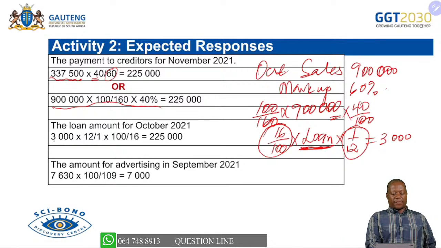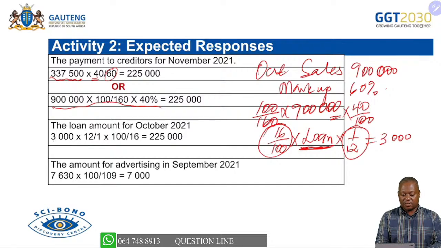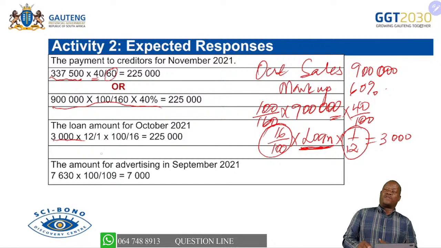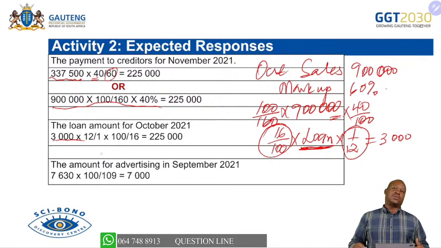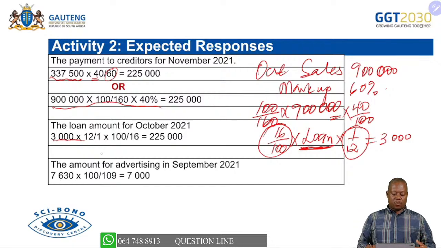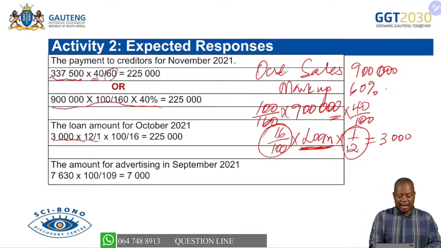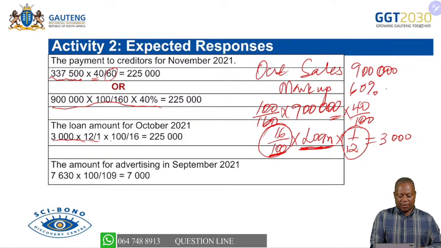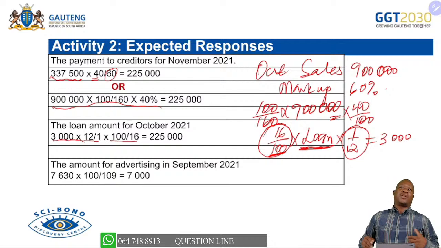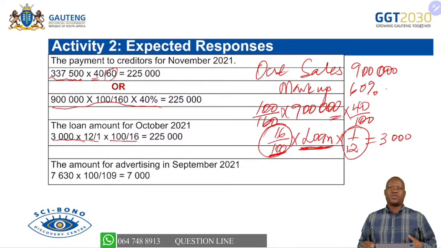When that happens, it's going to be 3,000 times 1 over 12. It's not going to be 1 over 12 anymore. It's going to go upside down, somersault. It becomes 12 over 1. So there it is. And then our 16 over 100, 16%, is also going to go somersault as it crosses the equal sign. So it becomes 100 over 16. And then when you do this, it gives you the loan amount of 225,000.